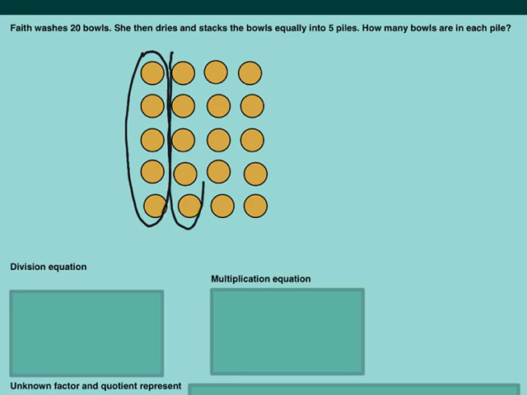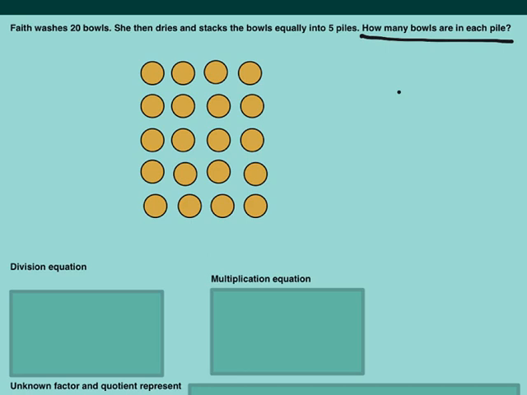First group of 5, second group of 5, third group of 5, and fourth group of 5. So that is what we normally do. But the question here is, how many bowls are in each pile? That means we have to find the size of each group.